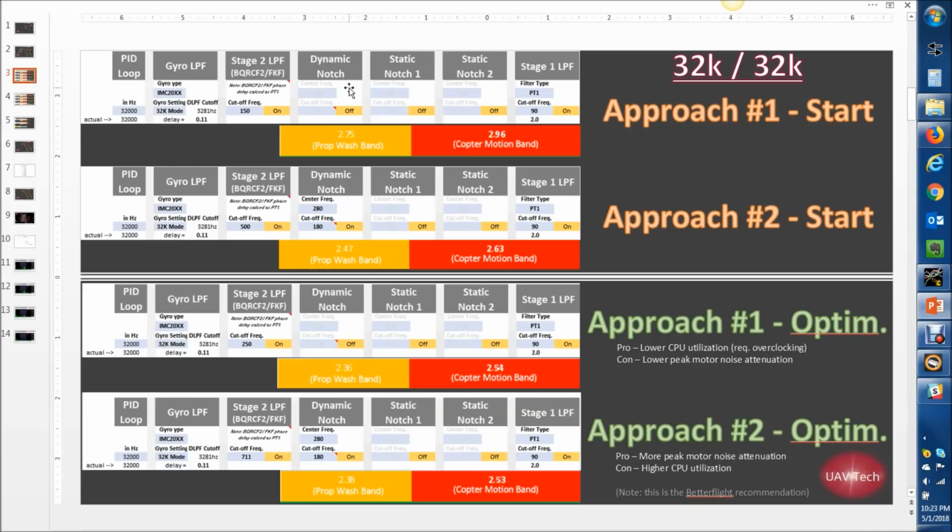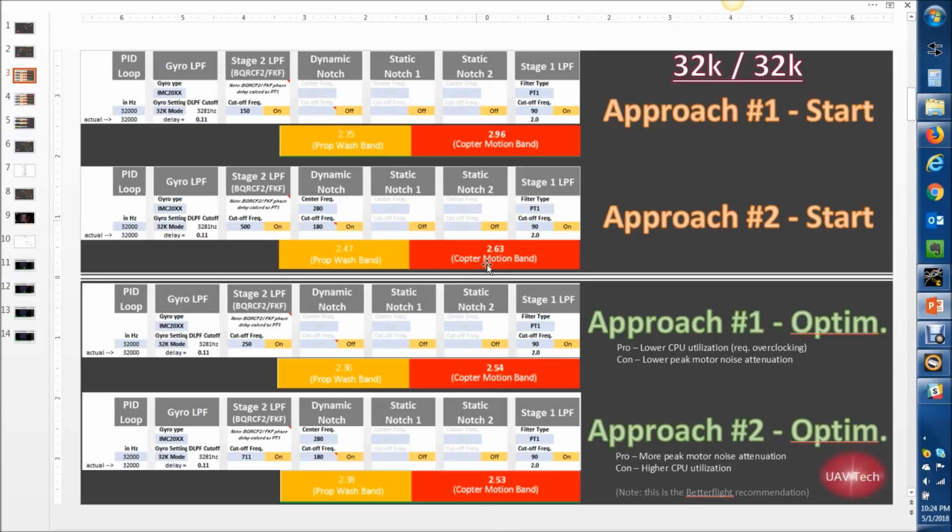We looked at the 32K and the different options and the associated latency in 32K with approach 1 and approach 2. You can see that with approach 1 at the start, where you'd have no dynamic notch turned on, you'd just have your stage 1 low-pass filter and your stage 2 set at the initial state, the 150 hertz, and then you would keep moving that up to 250 hertz, and you can see the latency on the gyro. This is from 0 to 20 hertz, and this is from 20 to 100 hertz. You can see the associated latency there.